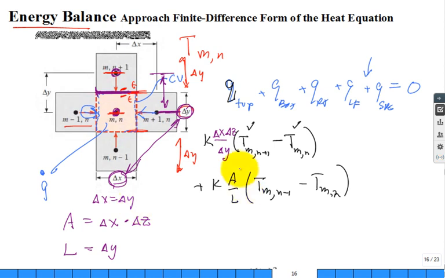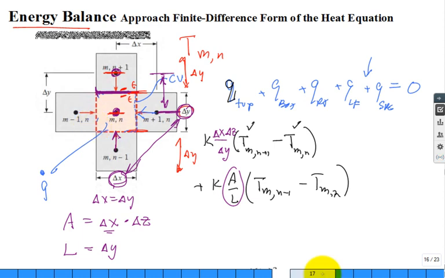So you're going to replace all these areas to lengths by ratios of delta x's and delta y's, or delta y's over delta x, because look, for the one coming from the top and the bottom, the areas are delta x's and the lengths are in delta y. But how about for this one? The area coming from the left, the area is delta y, the height, and the length is delta x.